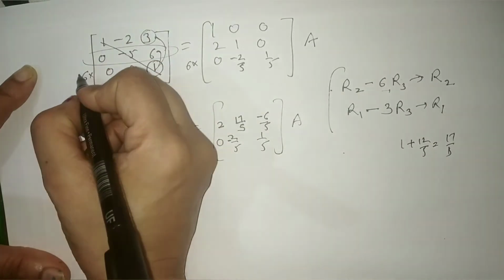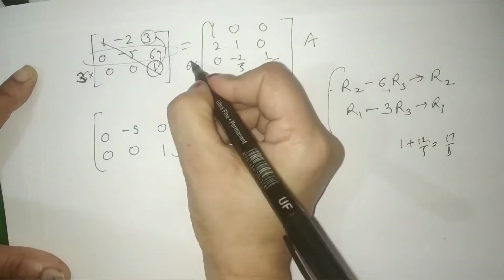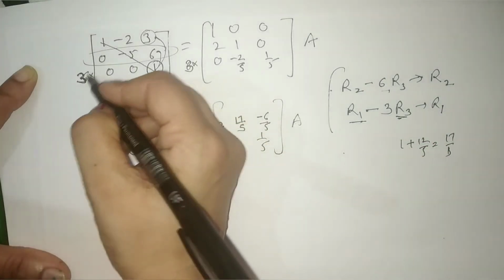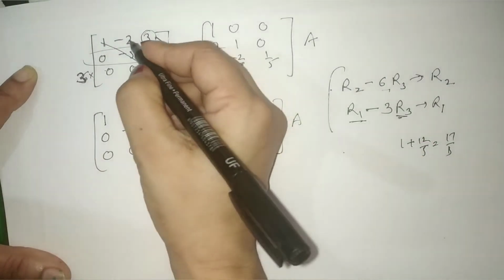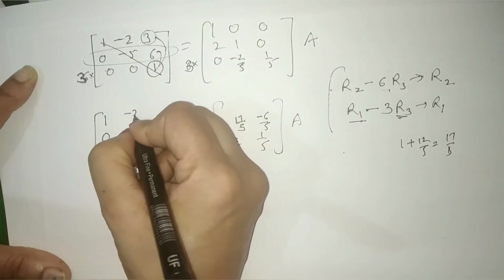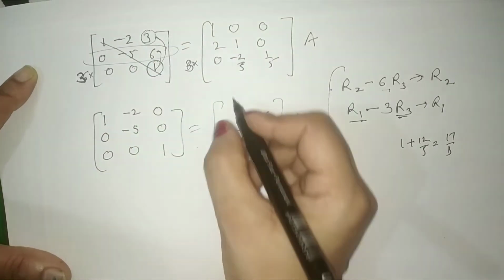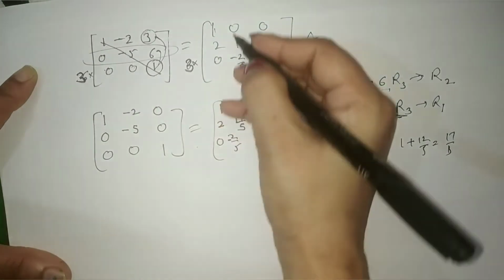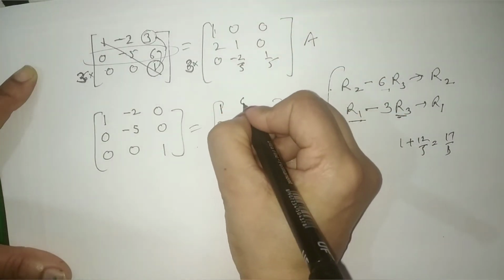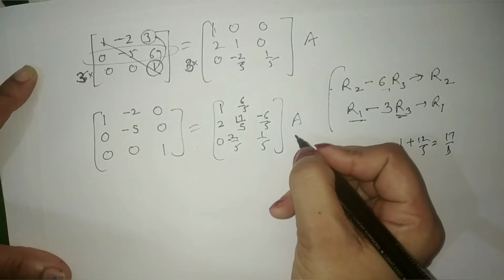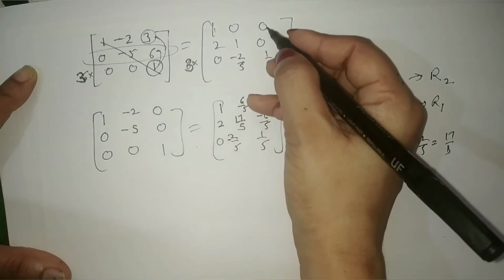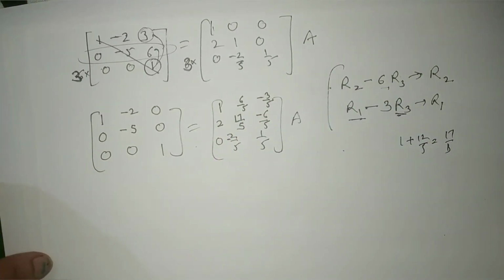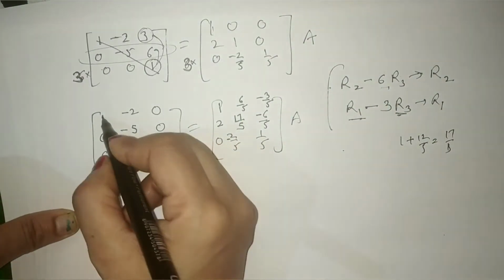Now we multiply the third row by 3 and subtract it from the first row. 1 minus 0 is 1, minus 2 minus 0 is minus 2, 3 minus 3 is 0. Same thing here. 1 minus 0 is 1, 0 minus 6 upon 5 is minus 6 upon 5, and 0 minus 3 upon 5 is minus 3 upon 5. So now these two elements are 0.